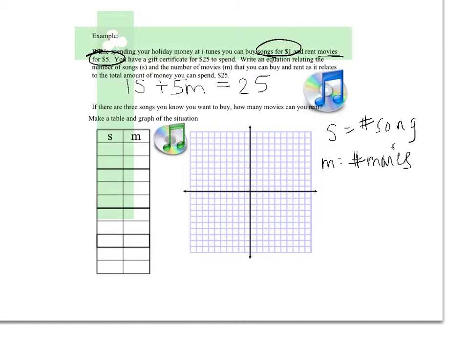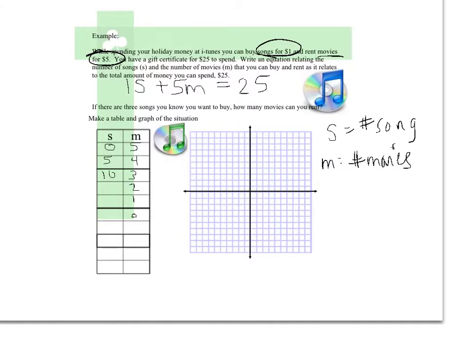Now we need to try to graph that. It can be more difficult, so let's make a table. What if you don't buy any songs? You only buy movies. $5 per movie, you would need to buy 5 movies to reach $25. What if you bought only 4 movies? You'd spend $5 per movie, 4 movies, that's 20. You'd need to buy 5 songs. What if you bought 3 movies? That'd be $15. You still need to spend 10 more on songs, etc., all the way down.